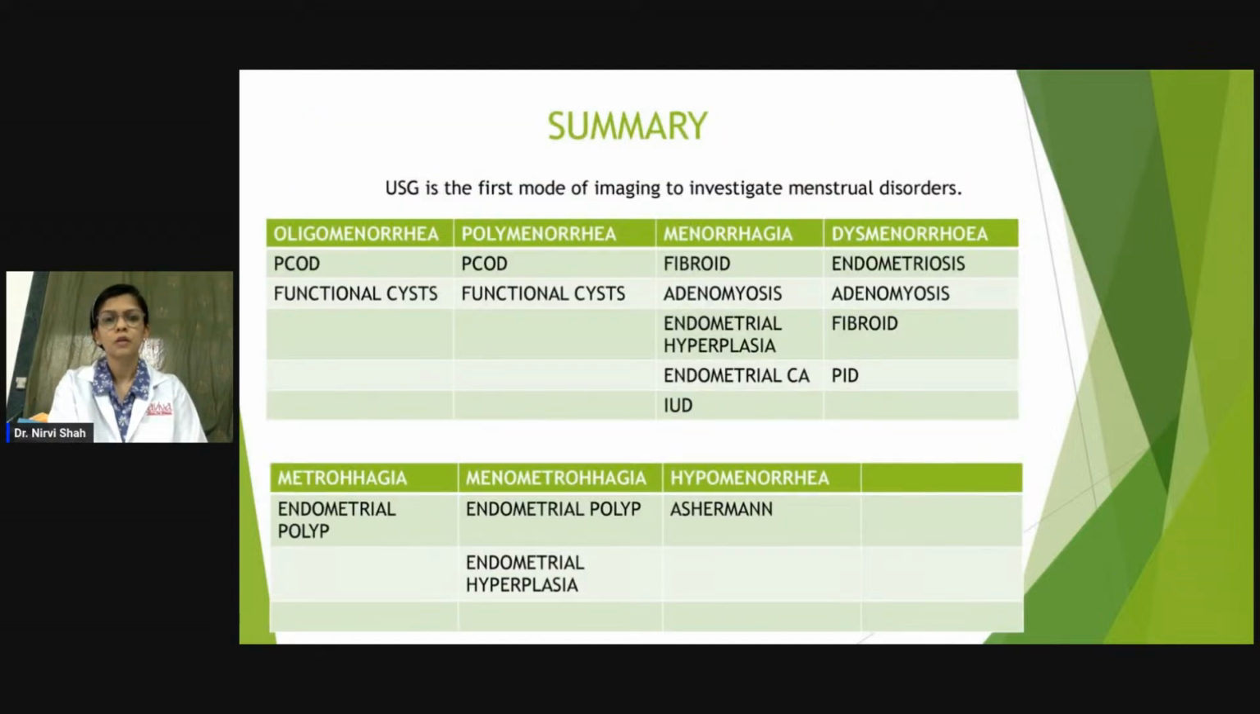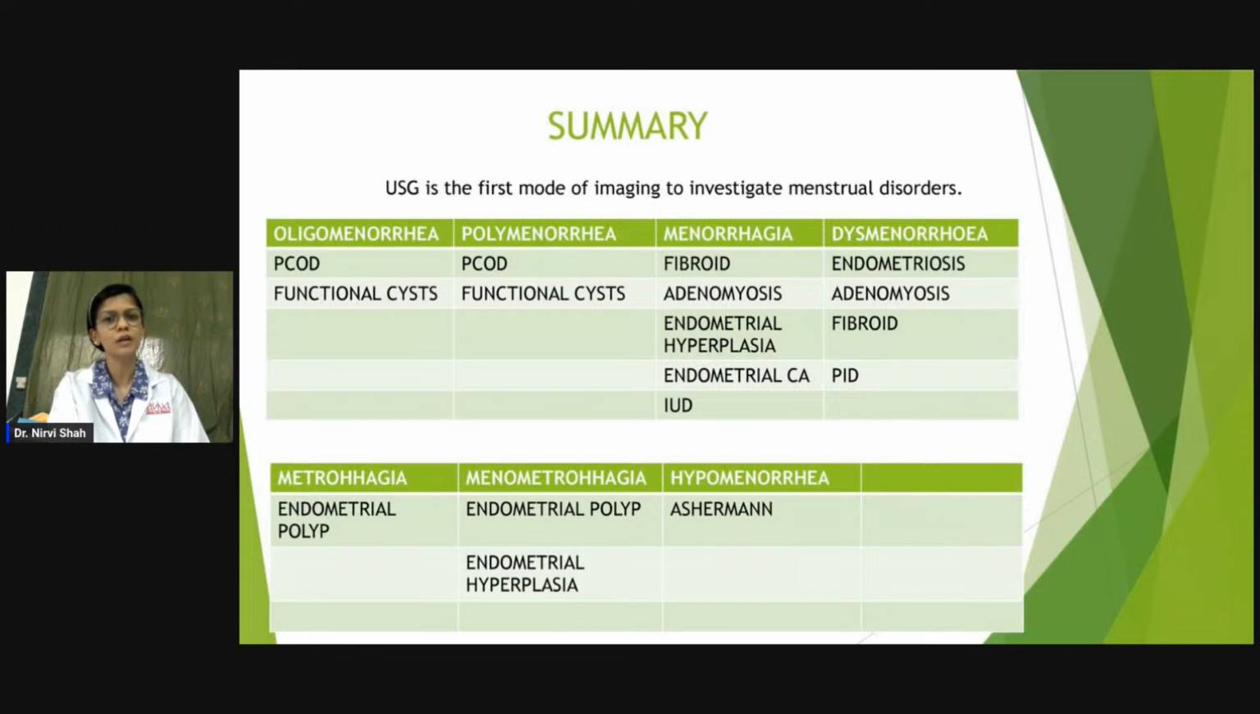So, like I said, let's summarize. Basically, USG is the first mode of imaging to investigate any woman who comes with a menstrual disorder. This table shows that if a patient comes with oligomenorrhea, from the USG point of view we would think of PCOD and a functional cyst, a simple cyst. They are just a hormonal imbalance, seen as simple cysts in the ovary, where patients either have oligomenorrhea or they have menometrorrhagia.